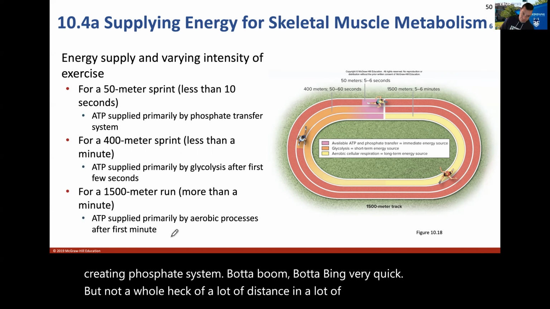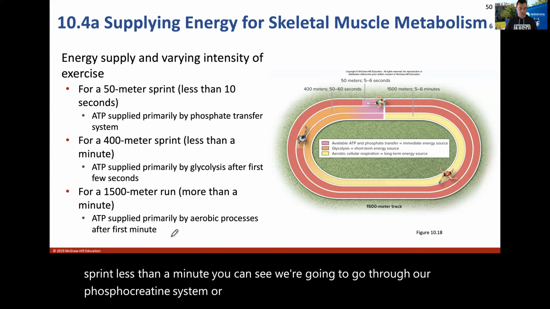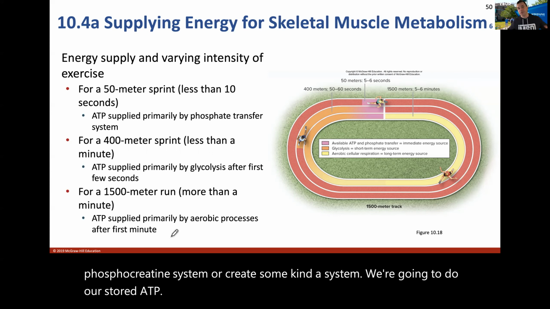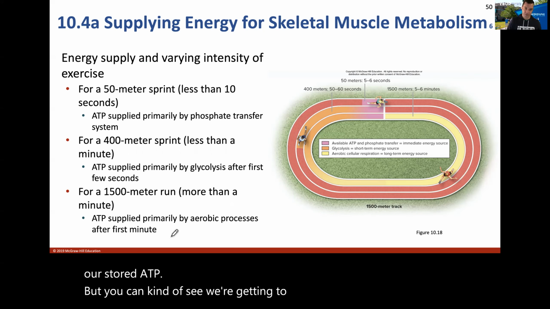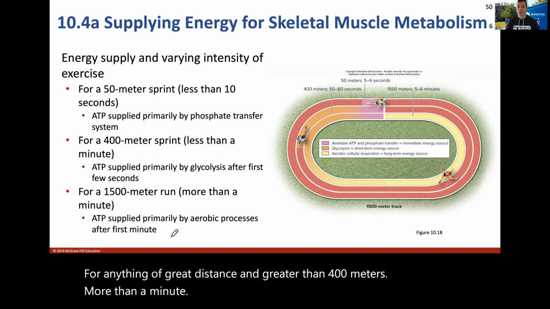For a 400-meter sprint, less than a minute, you can see we're going to go through our phosphocreatine system or creatine kinase system. We're going to use our stored ATP. But you can kind of see we're getting to glycolysis. And there we stop. For anything of great distance, okay, greater than 400 meters, more than a minute, we are going to get aerobic processes.